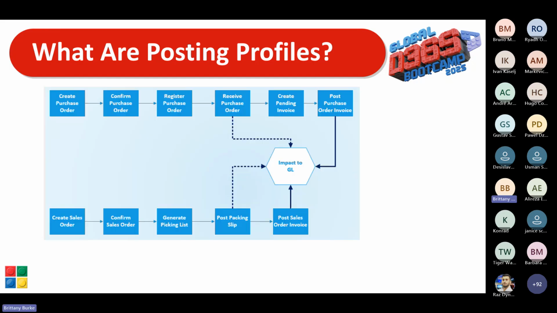So we're going to come back to the same illustration that we had. What drives how these dotted and solid lines impact the GL are those posting profiles. If anyone has ever had the unfortunate pleasure of trying to post an invoice or a product receipt and you get that little pop-up that says "posting type not defined," that's why. It doesn't know where to put it in the general ledger because you don't have something defined in your configuration of your posting profiles.